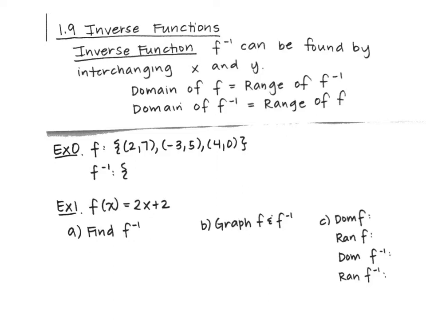For example 0, they give you f as a list of ordered pairs. If you want f inverse, all you have to do is interchange the x and y. So this and this. The new function should be 7, 2, 5, -3, 0, 4. I just switched the x's and y's, so the domain and range kind of flipped on each other. And an inverse doesn't necessarily have to be a function, although in this case I could say that it is a function.